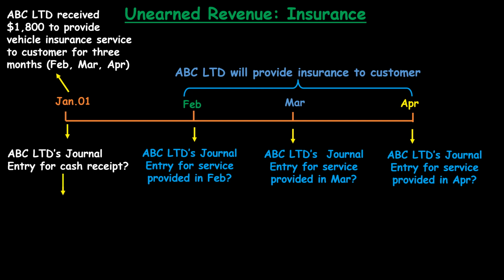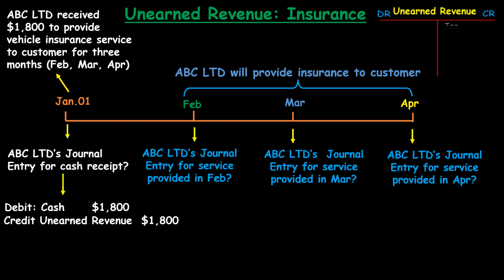When ABC Limited receives the cash from the customer on January 1st, it is going to debit cash, obviously. Now for this cash, ABC has an obligation to provide insurance service to the customer for February, March, and April. This obligation is a liability, and we call it unearned revenue. So we will credit unearned revenue. Now I'm going to show you how this works in a T account. If you look at the top right corner, you will see the unearned revenue account with $1,800 on the credit side, and a balance of $1,800.